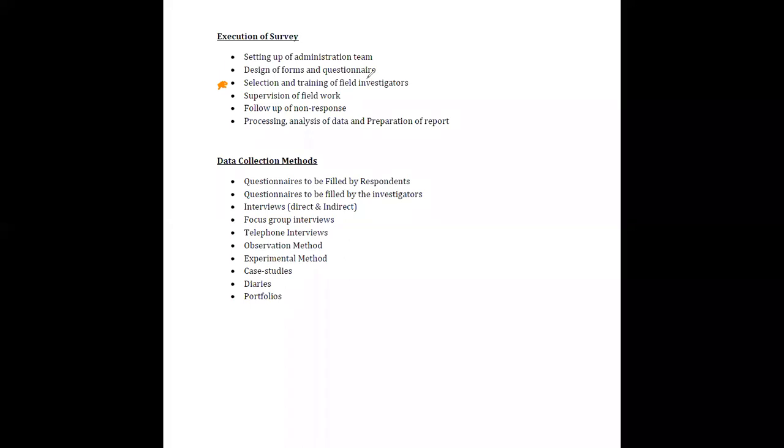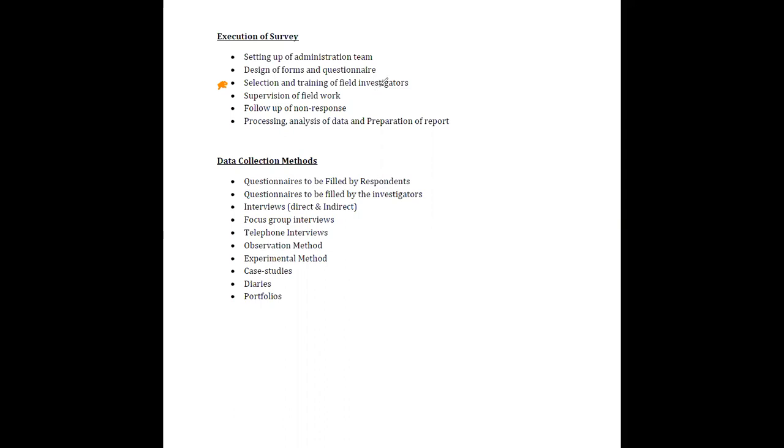It is because once you send that person to the field, that person may not know what data they have to collect or what methods they have to use. Therefore, selection is not the only thing you have to do. You have to train your investigators as well, because they are collecting data on behalf of you.